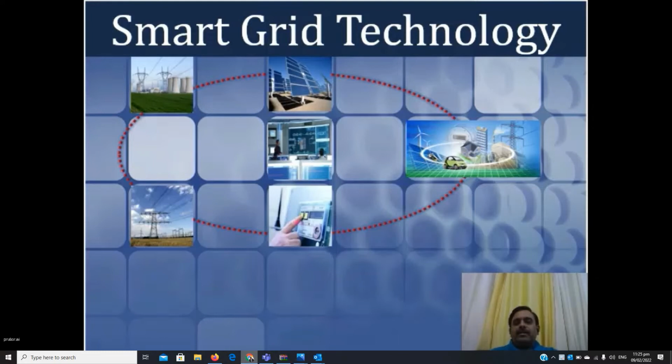So, to understand the difference between the smart grid and the conventional power system network, we can take one analogy, and that analogy is the human body. In the human body, we have various sensors like ears, eyes, nose, which sense the environment and send the signals to the brain. The brain processes that data, and finally, based on that processed information, the brain decides the action.